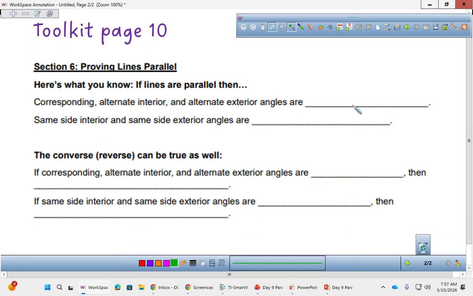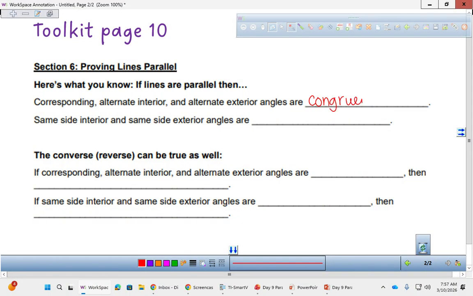All right, so here's what you hopefully know. Here's what you practiced this morning, okay? The first line here says, here's what you know. If lines are parallel, then corresponding, alternate interior and alternate exterior angles are equal.